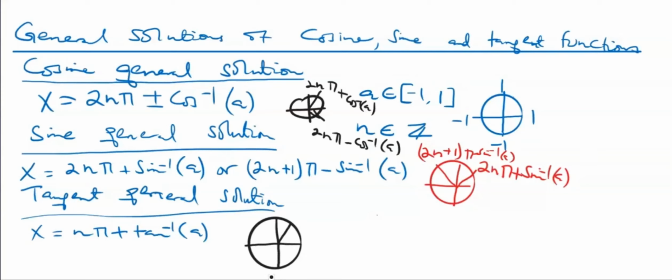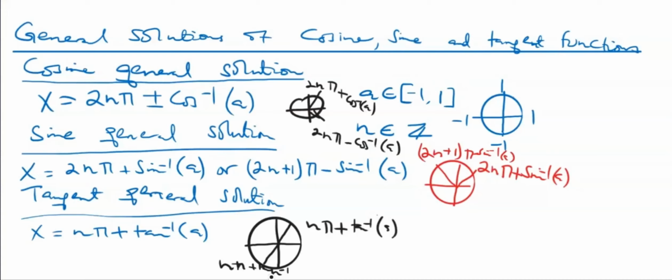it's positive in the first quadrant and also positive in the third quadrant. So n pi plus tan inverse a will be in the first quadrant as well.